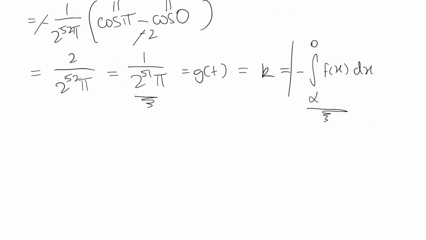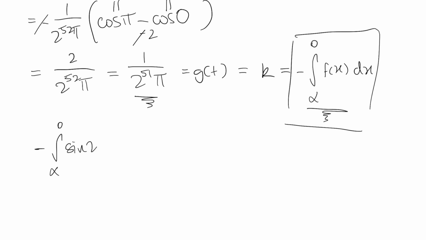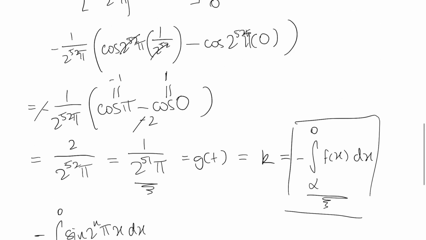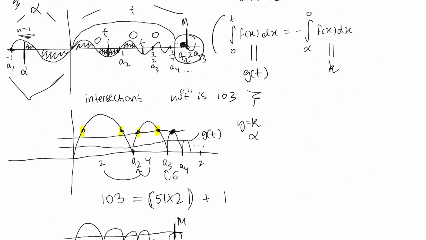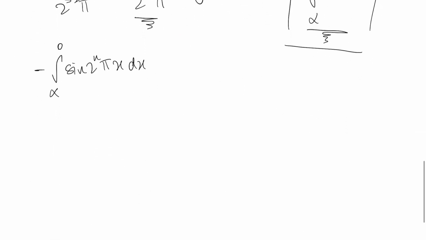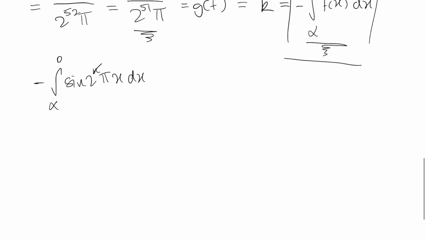So let's first start by simplifying this. We have the negative integral from alpha to 0 of sine 2^n pi x dx. But actually in the graph, wherever alpha lies, n will always be equal to 1. Since n equals 1 goes from a of 1, which is negative 1, all the way to 1. So we can actually get rid of the n here. 2^n is actually 2 to the power of 1, which is just 2.